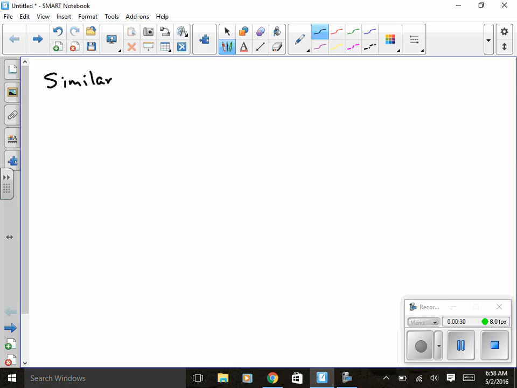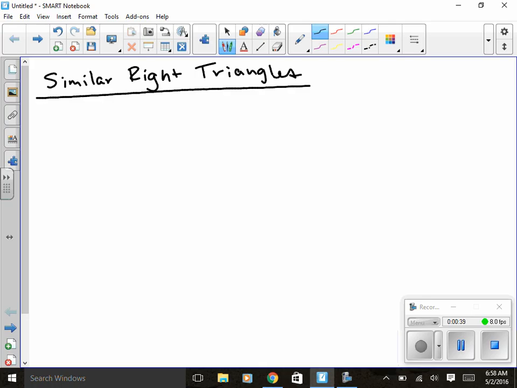Specifically, we're going to be looking at similar right triangles. And there's some information that you need to know ahead of time in terms of definitions that need to be brought to light before you actually get into the big meat of trigonometry. For starters, we have acute, right, and obtuse. These can be either angles or triangles.